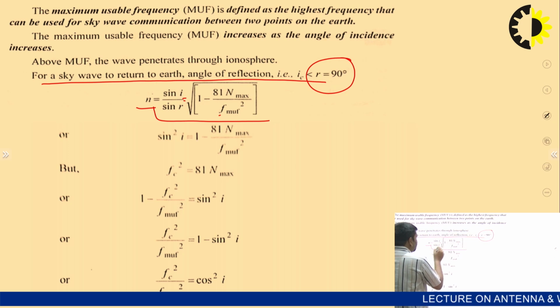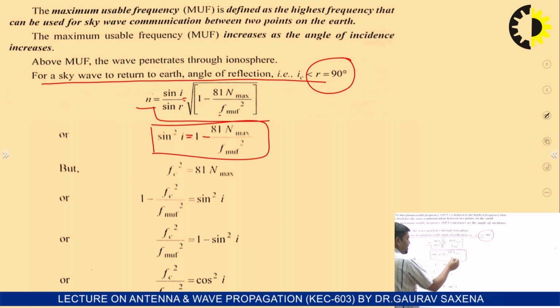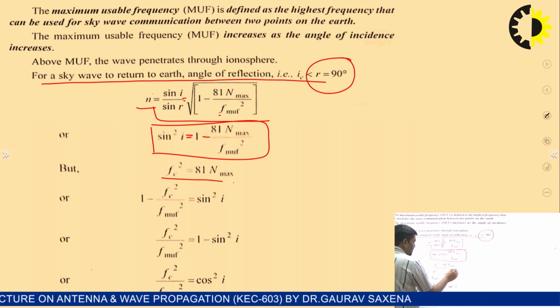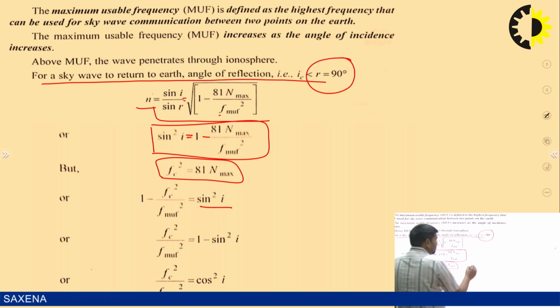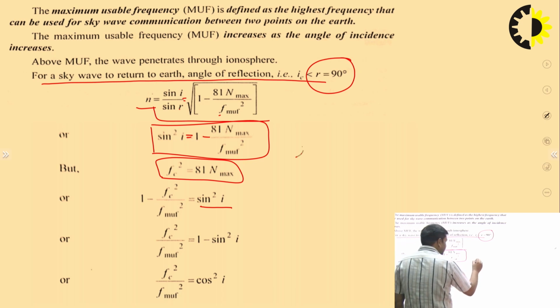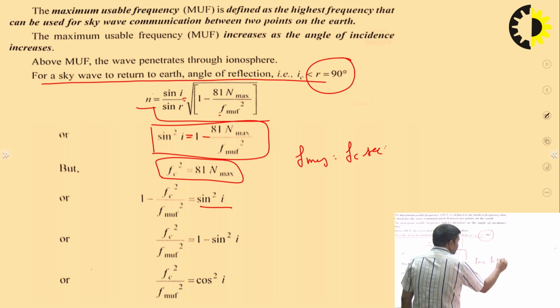So if we put r equal to 90, sin 90 is 1. If we square on both sides, sin square i is equal to 1 minus fc square upon f MUF square. If we put it, 1 minus fc square upon f MUF square is equal to this, and we put f MUF equal to fc. So what is the f MUF? F MUF is equal to fc sec theta i.